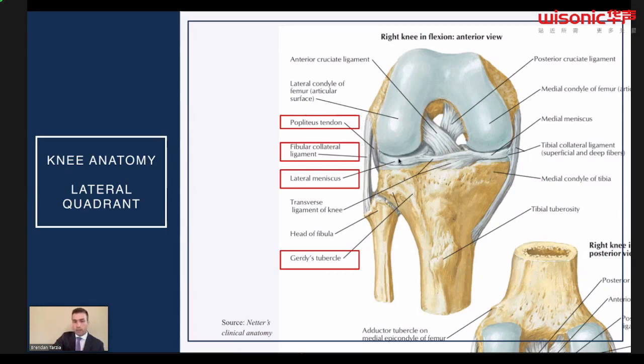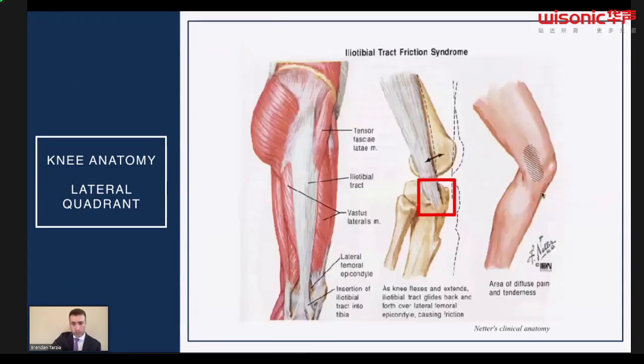You can take a look at the lateral meniscus in this lateral quadrant view, and then also Gerdy's tubercle, which is going to be on the tibia. And Gerdy's tubercle, in another image by Netter's here, is just where the IT band is going to attach to the tibia.